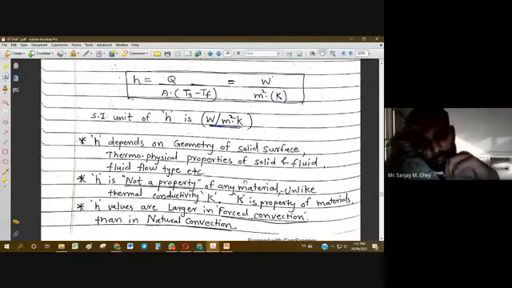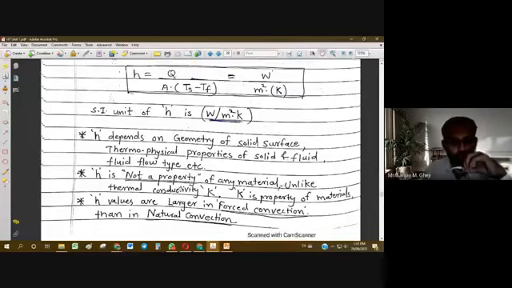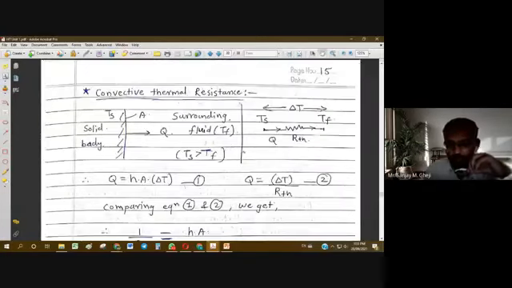So it depends on geometry. It depends on the type of convection. Generally, forced convection values are very much higher as compared to natural convection heat transfer. We will discuss this H more when we actually start our study of convection. In case of convection heat transfer, the entire study is centered around finding or estimating the value of H. For the time being, we will take this H as just a numerical value. It will be already available.